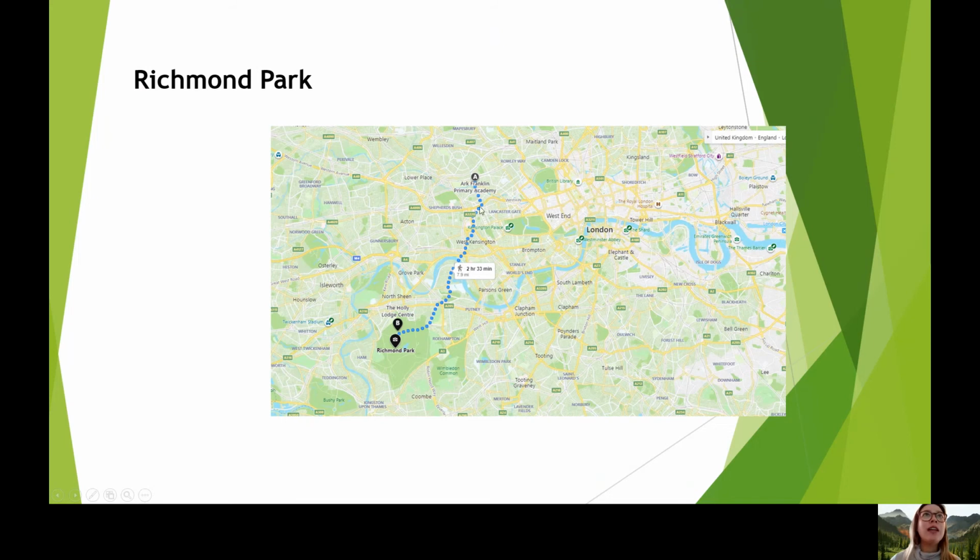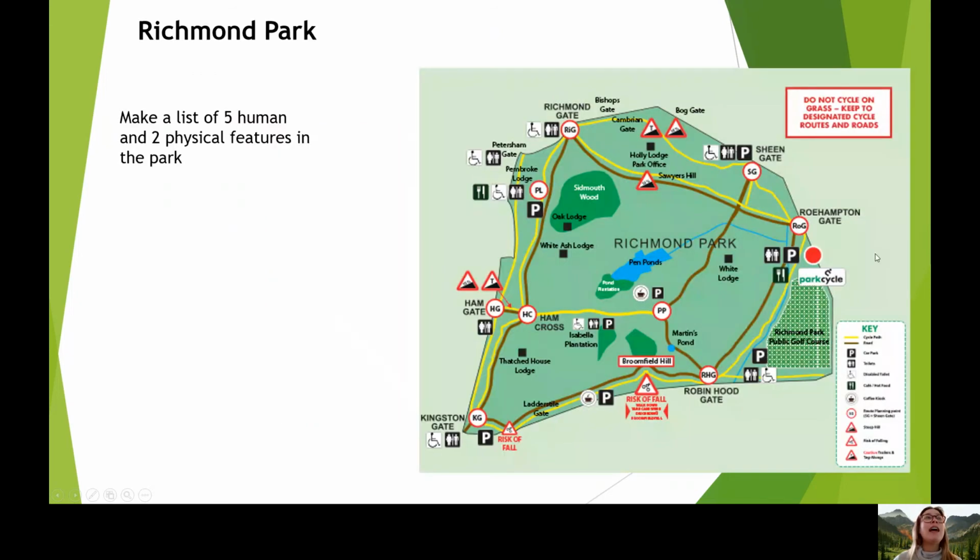Okay, and I've drawn a little path here of how long it would take you to walk to Richmond Park if you walked from Ark Franklin Academy. It would take the average person 2.5 hours to walk it. Well, you are more likely to get there through another mode of transport, probably public transport, which would not take you that long.